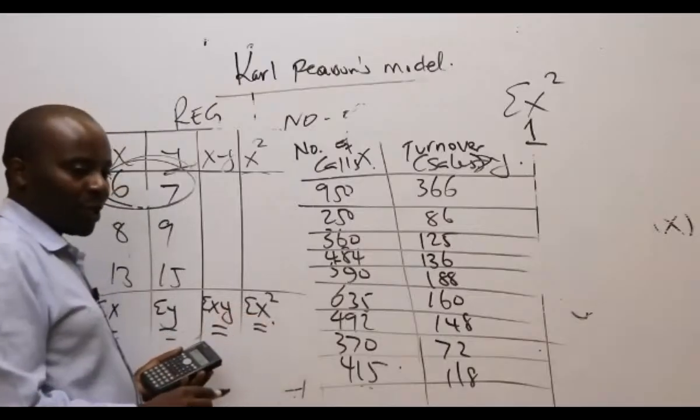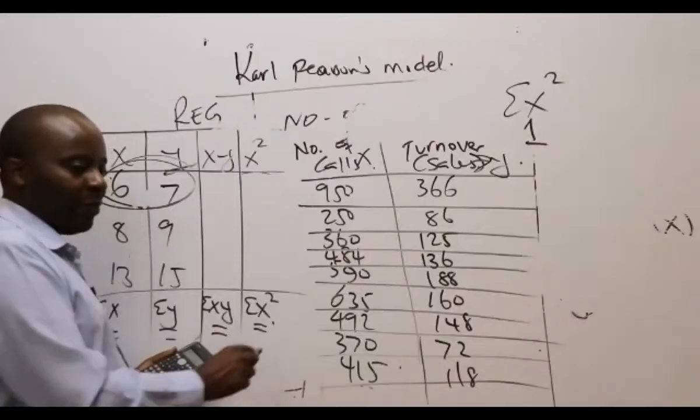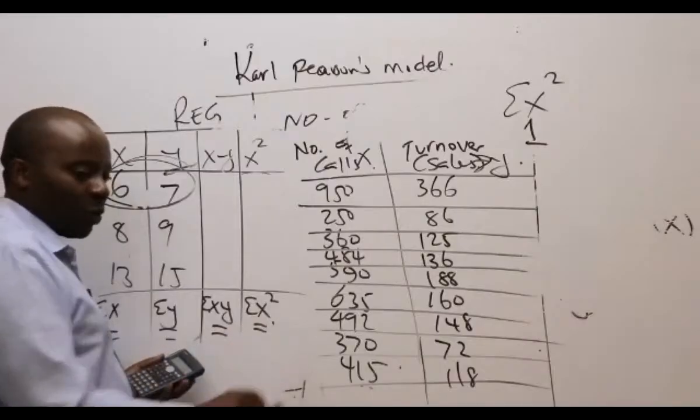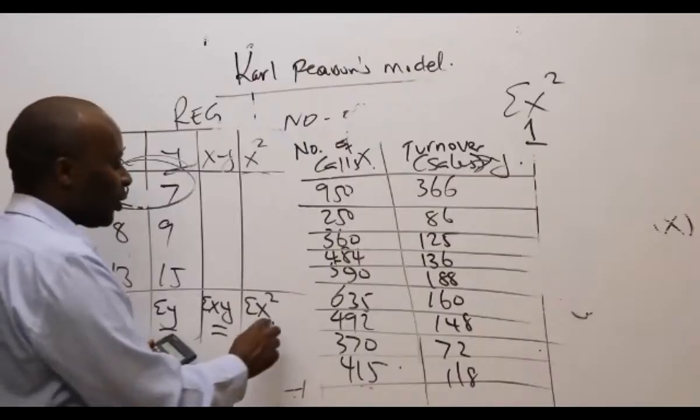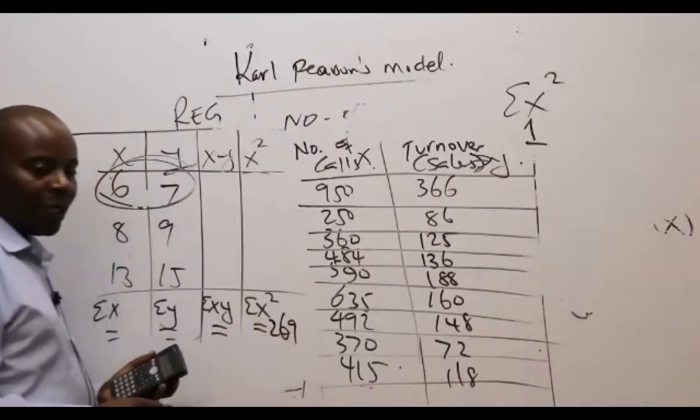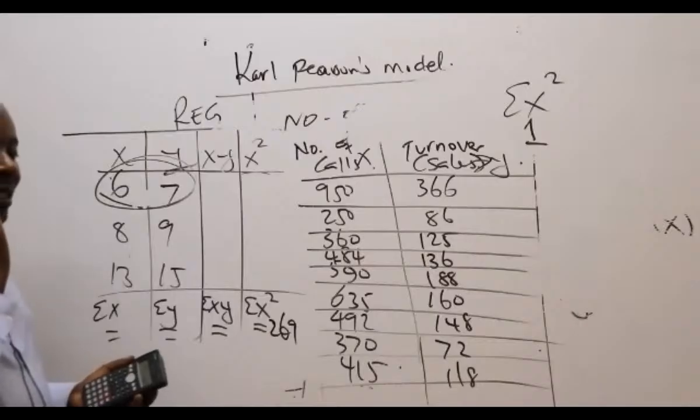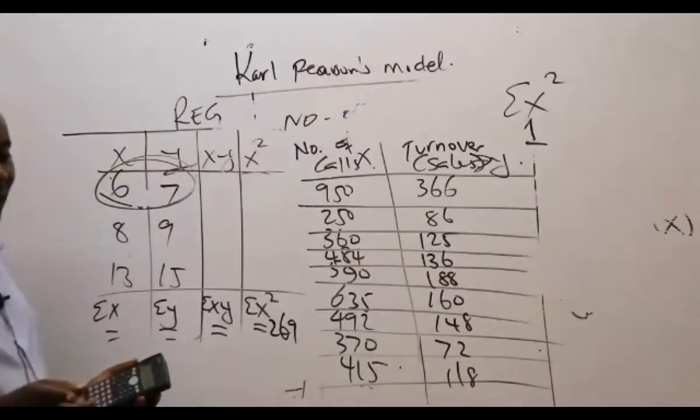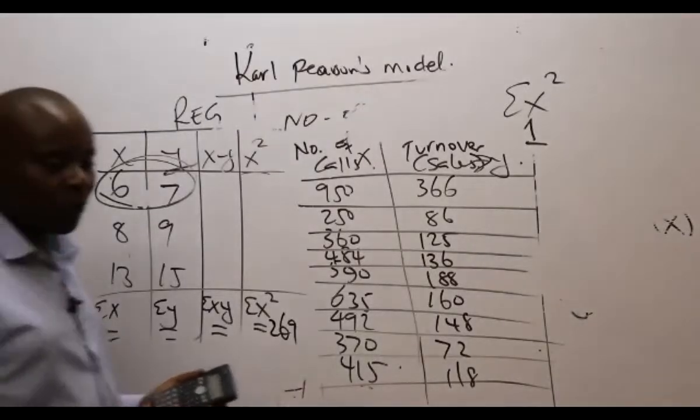Mine could be wrong because, let me see. Summation of x squared. Please give me summation of x squared. What figure are you able to see? Robert tells me 269. James has been able to confirm.